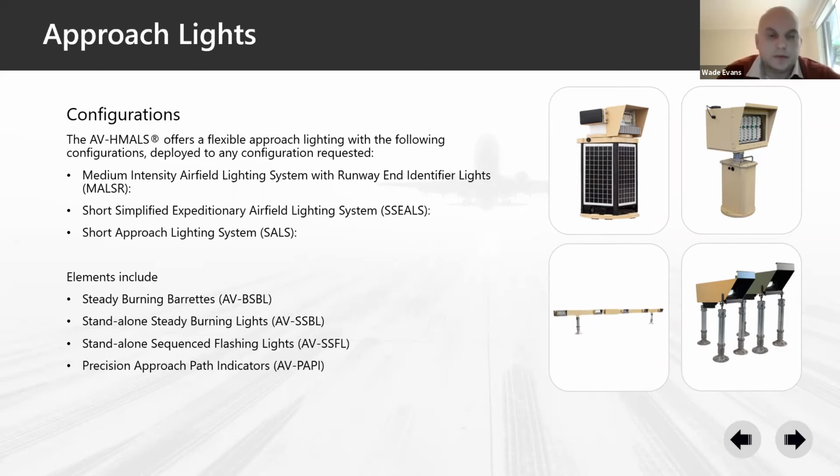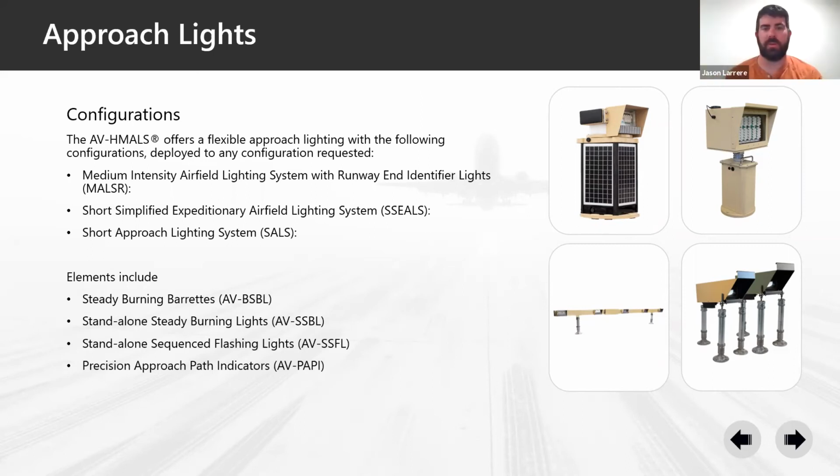And the approach lighting portfolio is really rounded out with the PAPI, or the AV PAPI, which is our precision approach path indicator in the bottom right-hand corner. It's available in 2 and 4 box configurations, depending on the needs and the application you're using it in. It completes the approach lighting portfolio and allows you to meet some really specific requirements, but also provides quite a bit of flexibility in terms of how the AV-HMALS product is deployed in the various deployment situations.